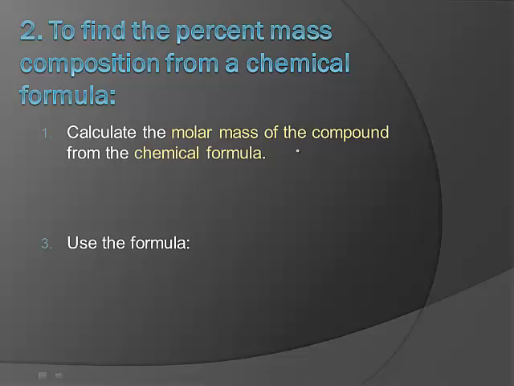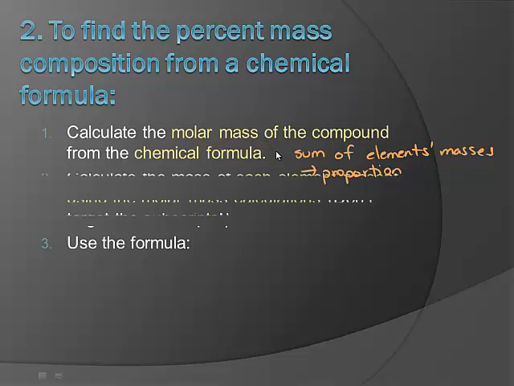Remember that that just is the sum, that means that you add them, of the elements' masses, and that's taking into consideration the proportion of them. So if there's 2 hydrogen, you need to multiply the hydrogen's mass by 2. If there's 5 oxygens, you need to multiply the oxygen's mass by 5.